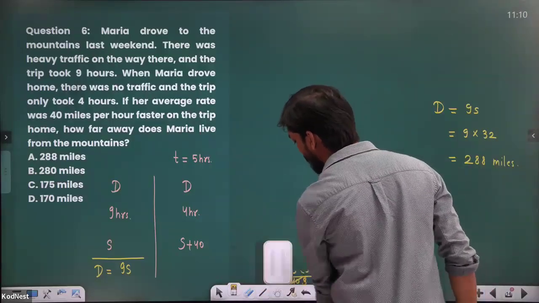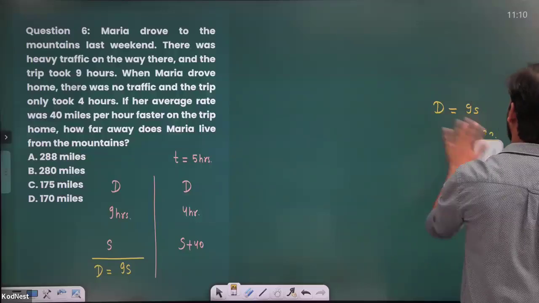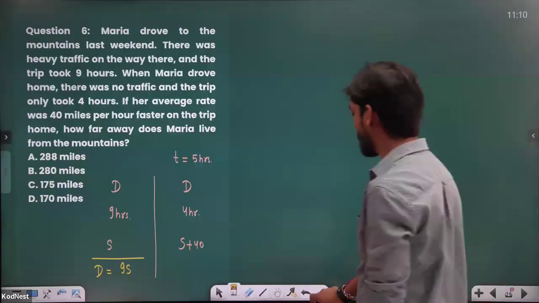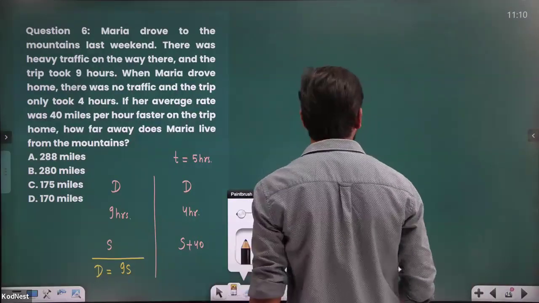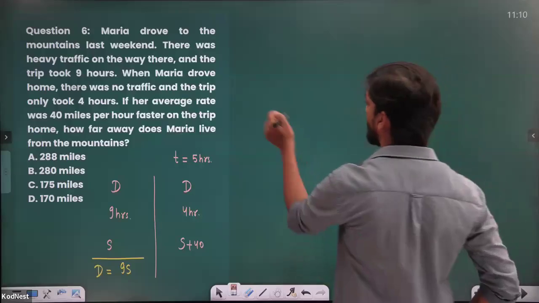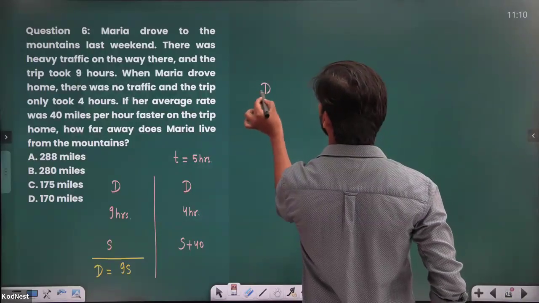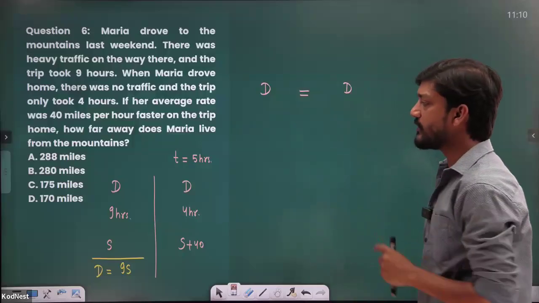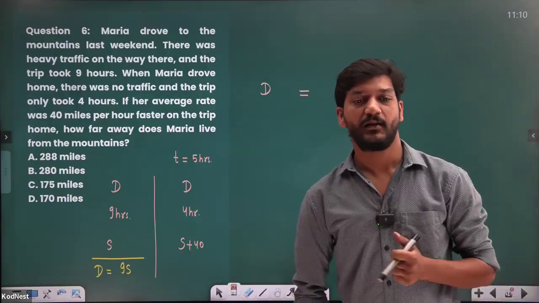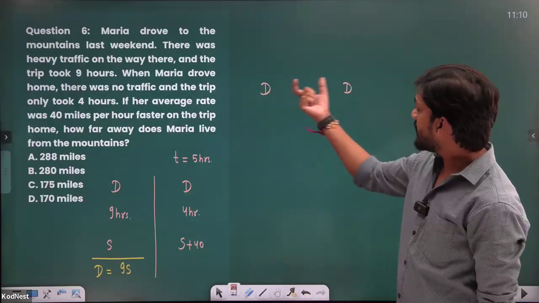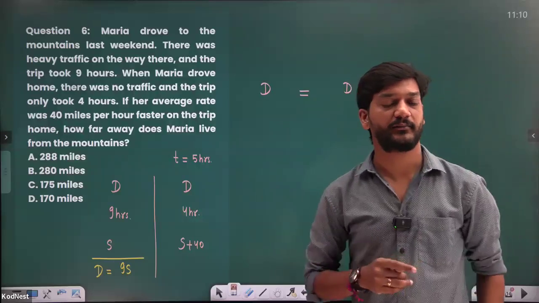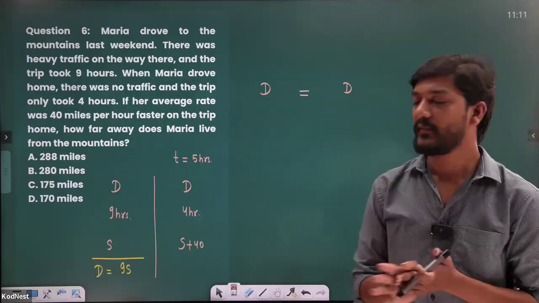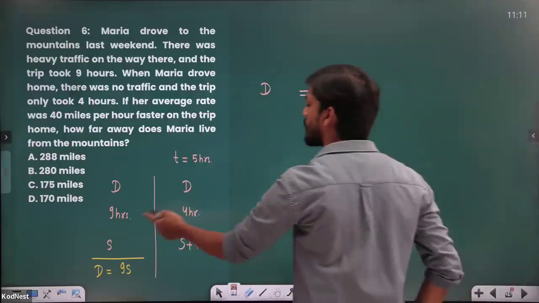It all depends on what is given to understand what is the better approach. Speed is not given, so don't apply the formula. Do it this way. Anything wrong with this? This is distance in case 1, distance in case 2. Anything wrong? No. Okay. Can I write distance equal to speed into time?